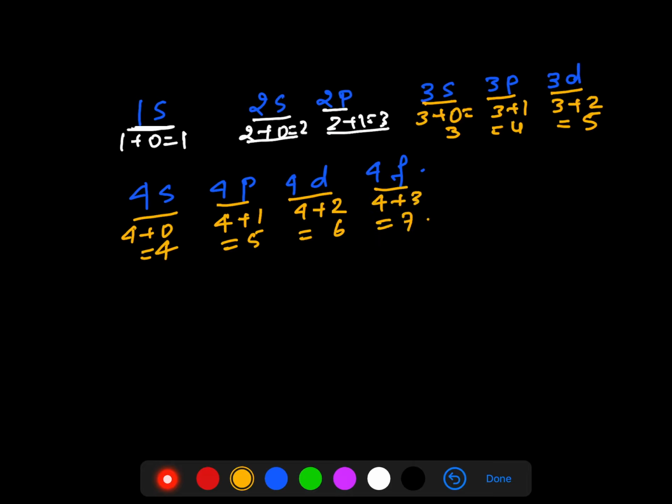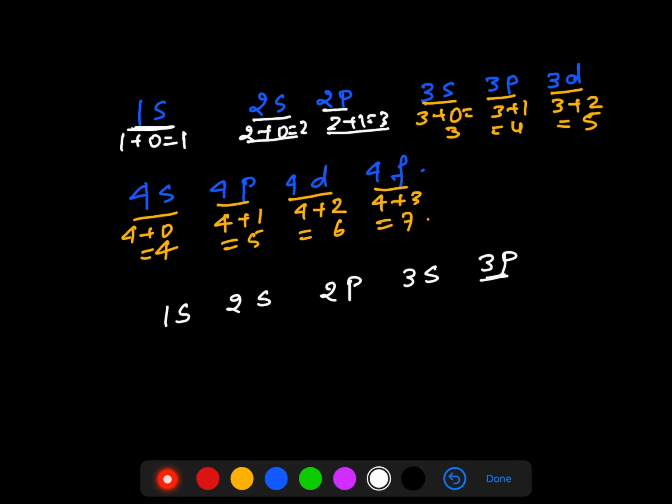Let's arrange them in energy order. We see that 1s has the lowest n plus l value, so 1s will be filled first, right? Then 2s, then 2p. If you compare 2p and 3s, both have the same value of n plus l, but 2p has the lower value of n, which is why it has lower energy than 3s. Then we fill 3p. We see that 3p and 4s have the same value of n plus l, but 3p has the lower value of n, which is why 3p has lower energy.